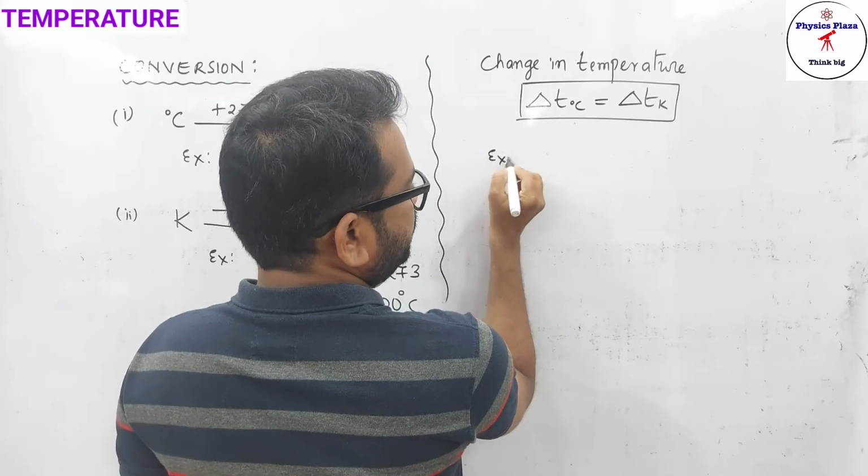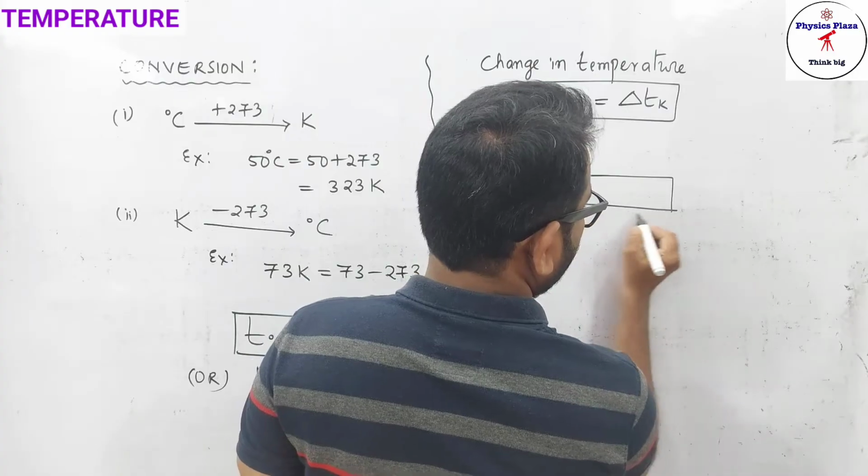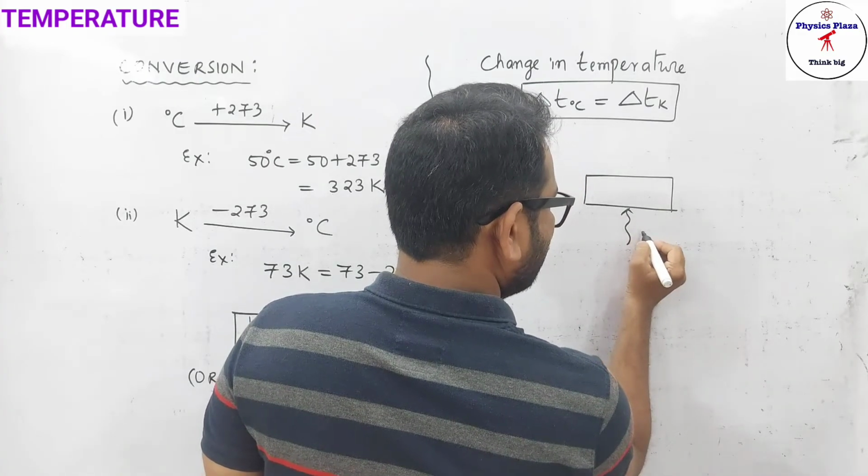How can we understand this? Example, children. Suppose here is an object, here is a body. So we are supplying some heat.